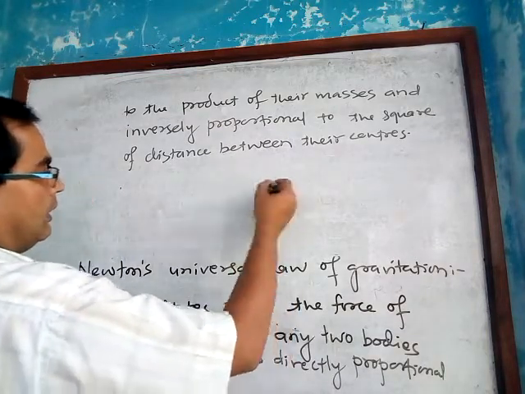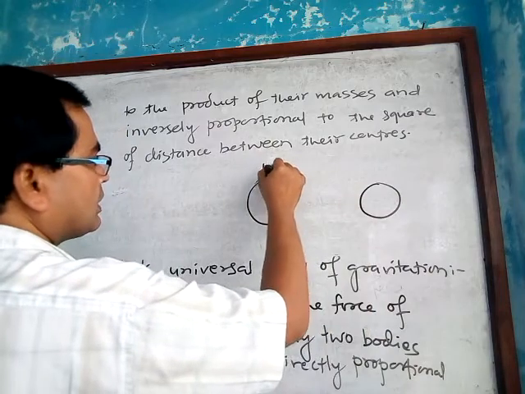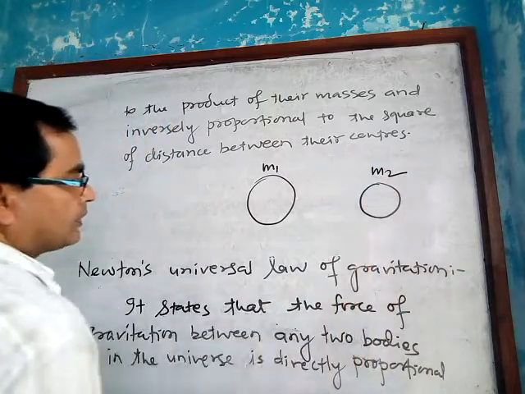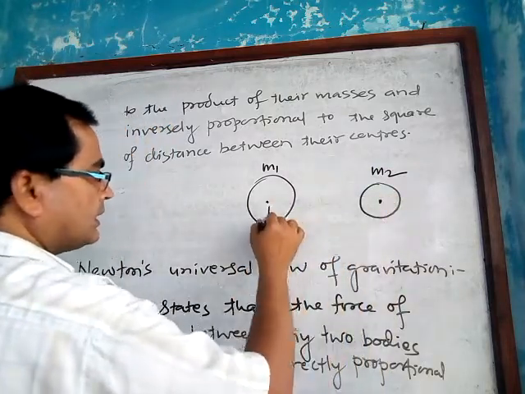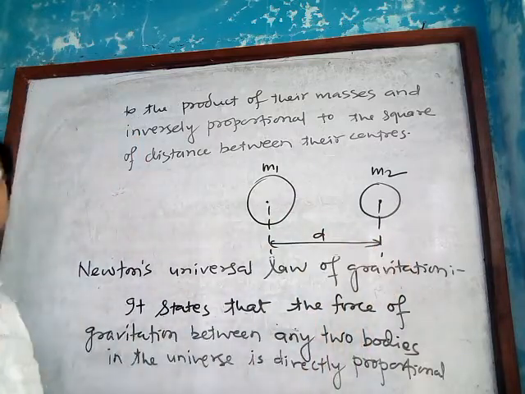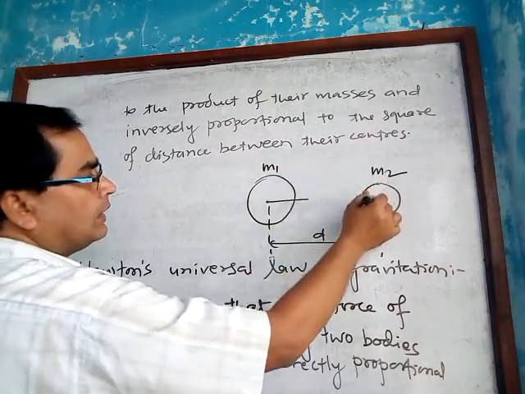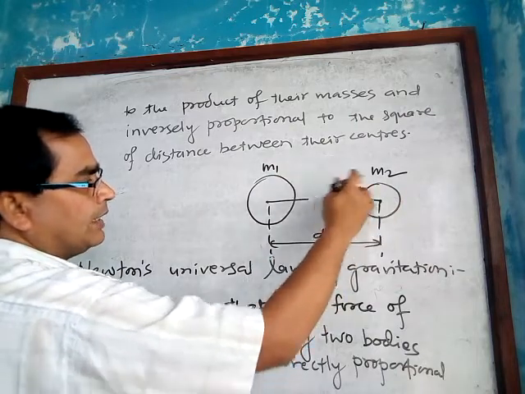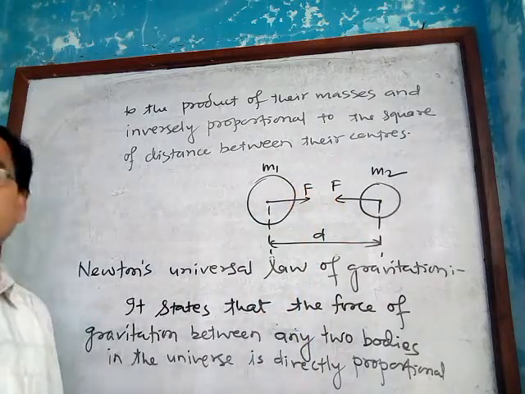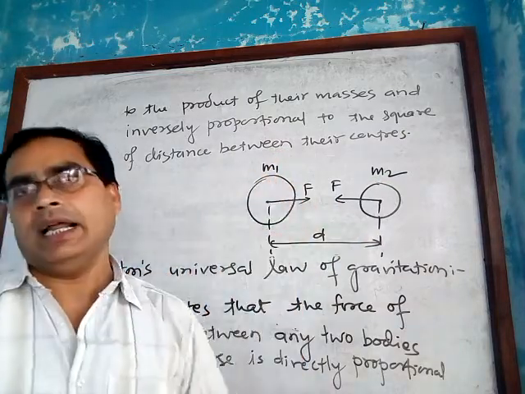Okay? Let us explain it in this way. This is a body of mass m1, this is another body of mass m2, and they are placed at a distance d away from their centers. Okay? This m1 attracts this m2 by force F. This m2 also attracts this mass by the same force F.